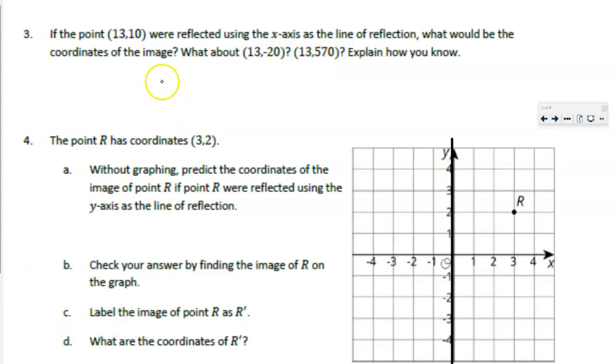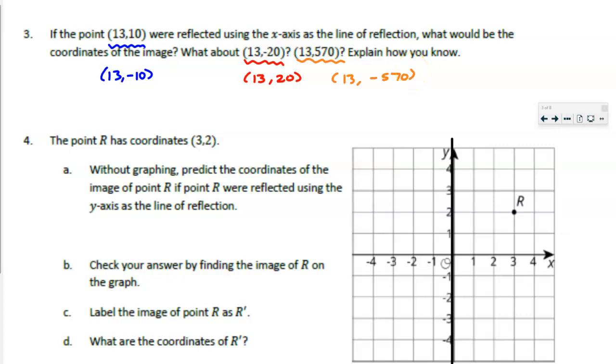Ready, set, go. All right, (13, 10). If that were reflected using the x-axis, what would the coordinates be? Gunnar. (13, -10). What about (13, -20)? If that's reflected over the x-axis, what would that be, Xander? (13, 20). Great. And the last one, (13, 570), what is that going to be when it is reflected over the x-axis? Landon. Great. How are you guys able to do that without graphing these points?